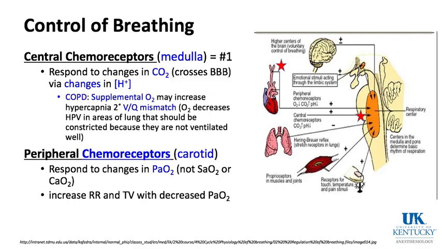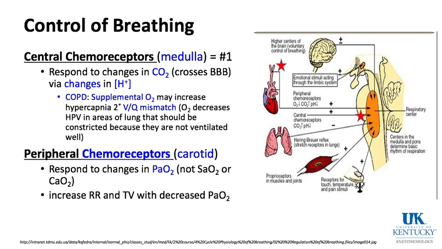The next keyword is control of breathing, and we'll look at the graphic on the far right first. Up at the brain level, we can voluntarily control our breathing. We can say, I'm going to increase my respiratory rate and start breathing faster. Emotional stimuli can act through the limbic system and affect our respirations. There's receptors for touch, temperature, and pain. If we have a pain receptor activation, we may start breathing faster.